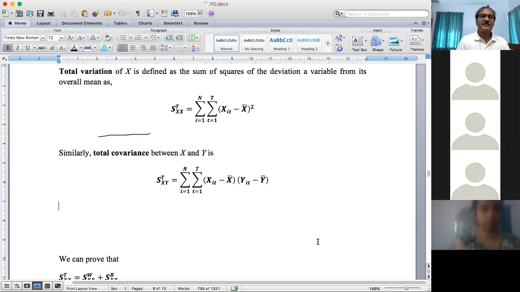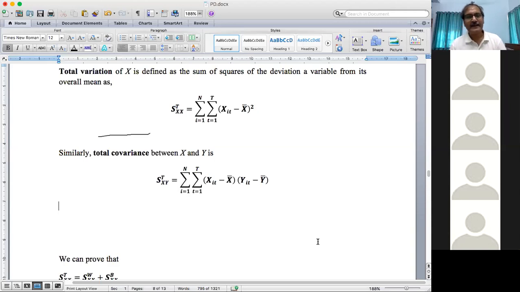One kind of estimate may relate to the variance, covariance of between group mean. Another kind of regression coefficient may be related to the variance, covariance of the total variation, overall variation. Okay, so these three kinds of estimates we can have if we have panel data.